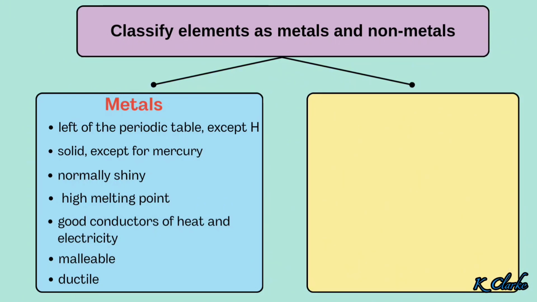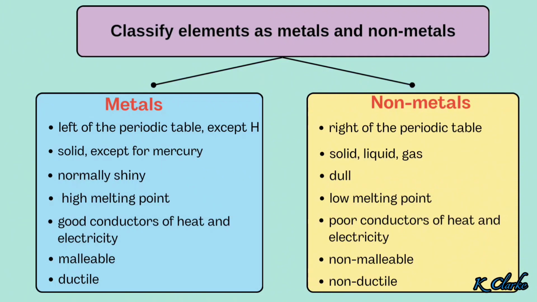They are normally shiny and have a high melting point. Metals are good conductors of heat and electricity. They are malleable, which means they can be beaten into sheets. Metals are ductile, meaning they can be drawn into wires.